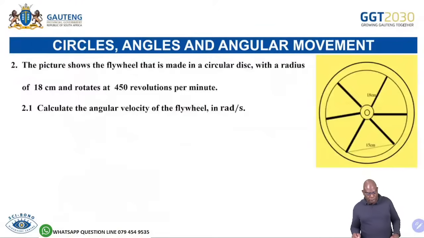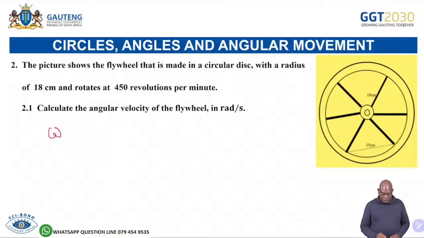The next question on the same topic. Now you have the picture shown as a flywheel there, and then calculate the angular velocity. So remember, with the angular velocity, you go to the formula sheet and check the formula for the angular velocity, which is omega. This is not W, it's omega equals 2 pi n.